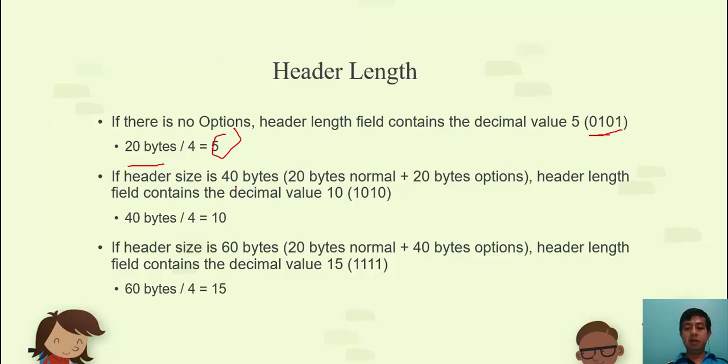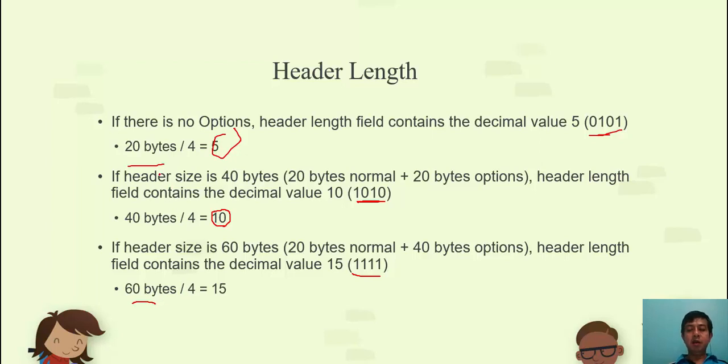If I have, say, 40 bytes of header information, so I divide it by 4, and what is the value? The value is 10. So the header length field of that 4-bit size will contain this value. If I have the complete options present, that means 40 bytes of options are present. Now my total header size is 60 bytes. So what will go in the header length field? It will be 1111. Why 1111? Because I have 60 bytes of total header information divided by 4, it's 15.